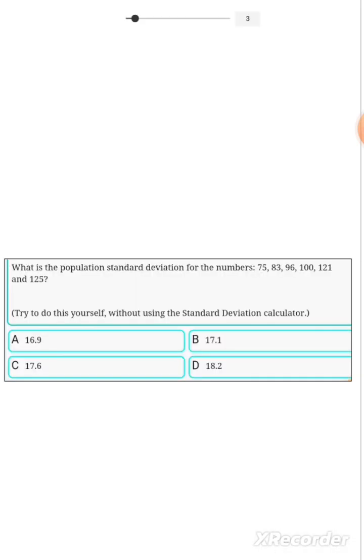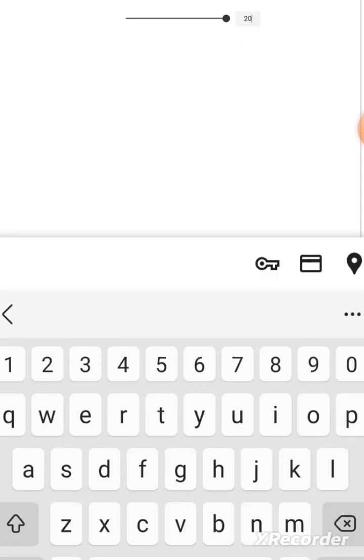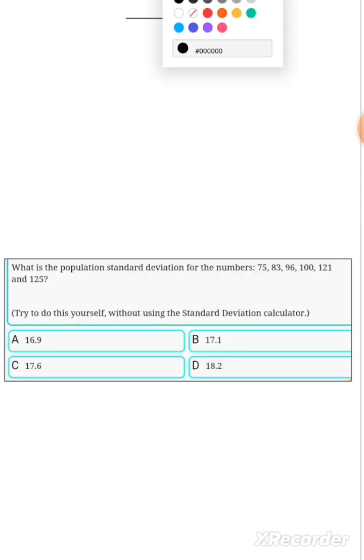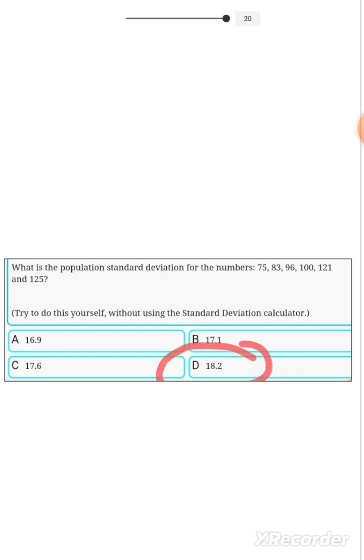So let's go ahead, go in here. We're going to draw, color, it would be this one right here. 18.2 is your answer.